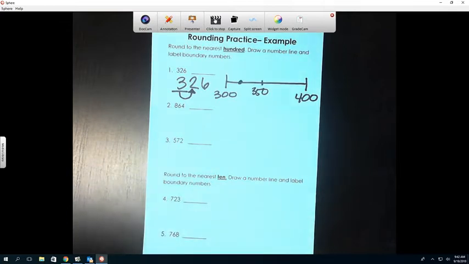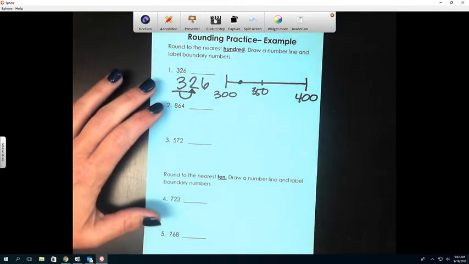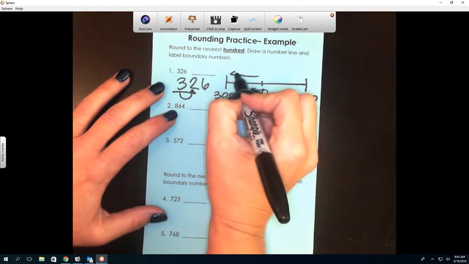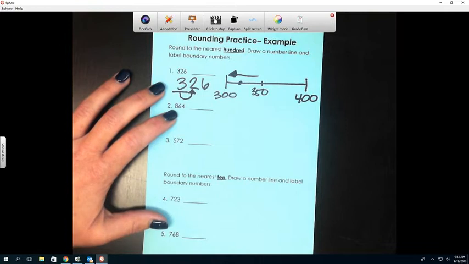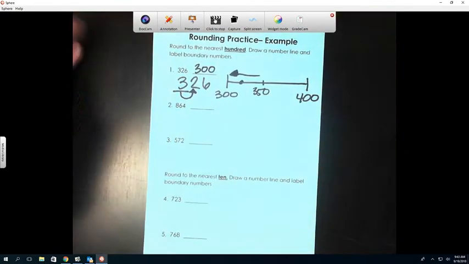You could also say the little saying, 4 or less, let it rest. 5 or more, raise the score. But we're really trying to move away from that and practice on the number line and seeing the boundary numbers and visually seeing where it goes on the number line. So in this case, it's on this side of the midpoint. Therefore, 326 rounded to the nearest hundred would be 300. Awesome.